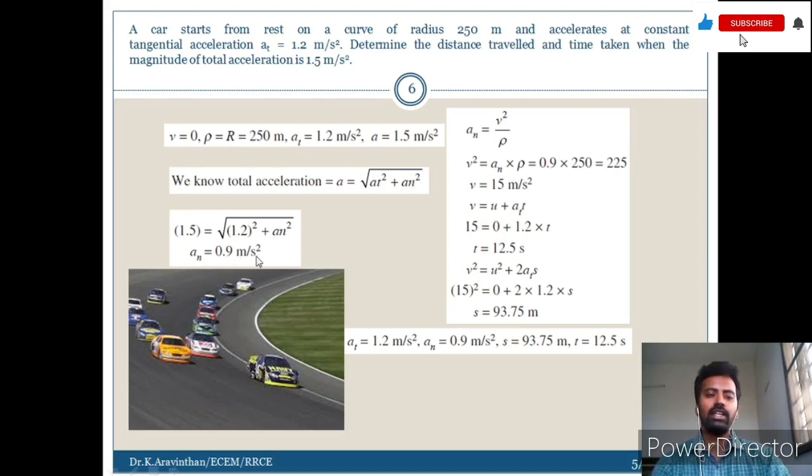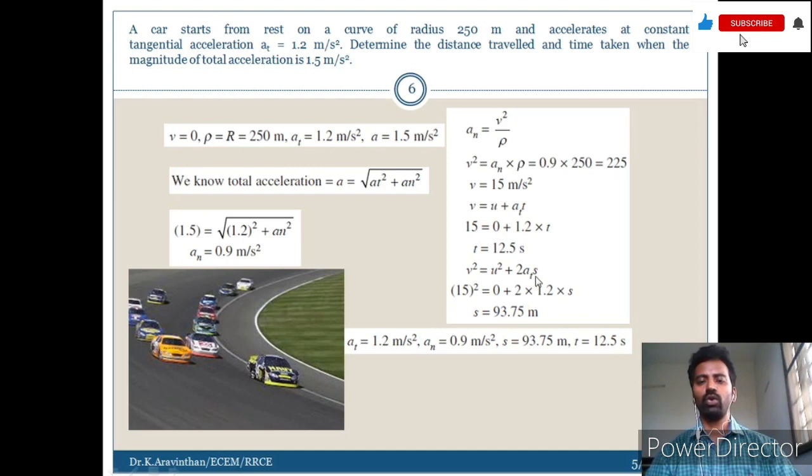So after finding the normal acceleration, you can find the next component, the displacement. For the displacement component, this is the equation. Here we know the component of u, that is initial velocity, is 0, and at is the tangential acceleration, that we know is 1.2 meter per second square.